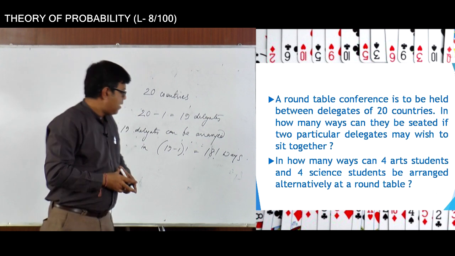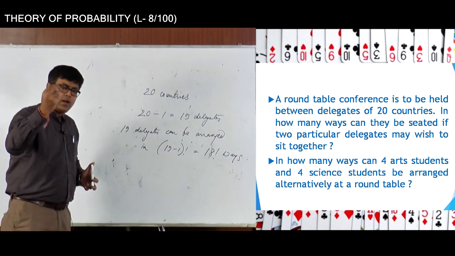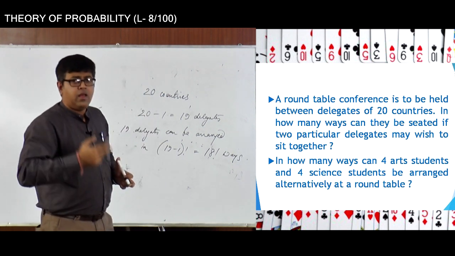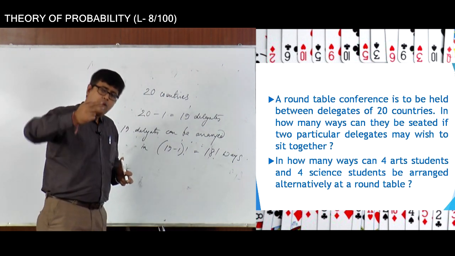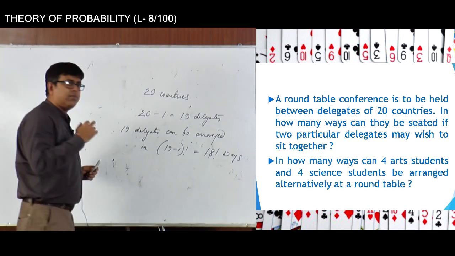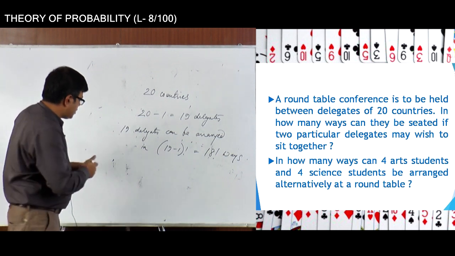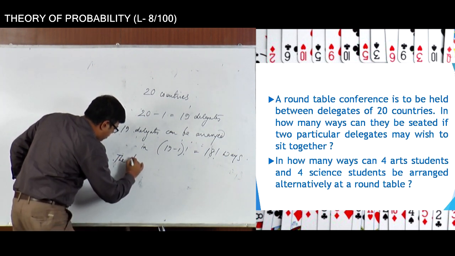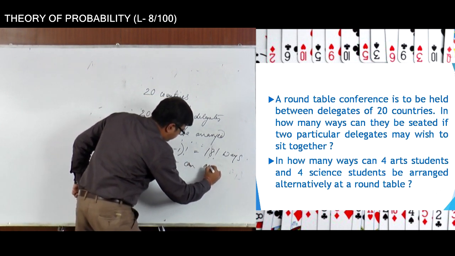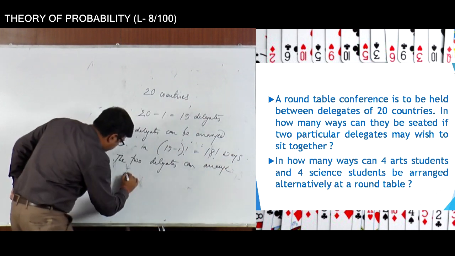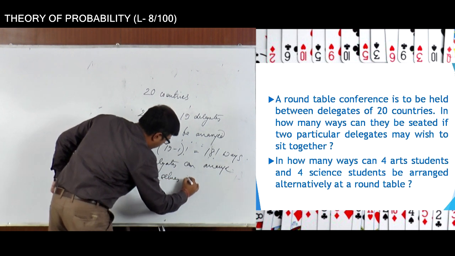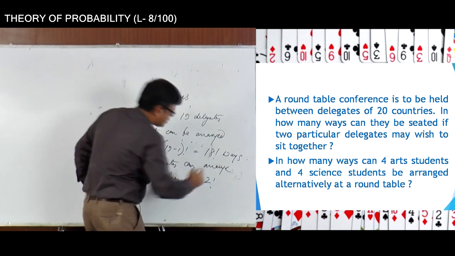18 factorial ways. Now, once I have done that by considering those two delegates always as a single delegate which are always together, I have to also consider the arrangement among the two delegates. Since the two delegates are always together, the arrangement among themselves will be factorial 2. So the two delegates can arrange among themselves in factorial 2 ways.